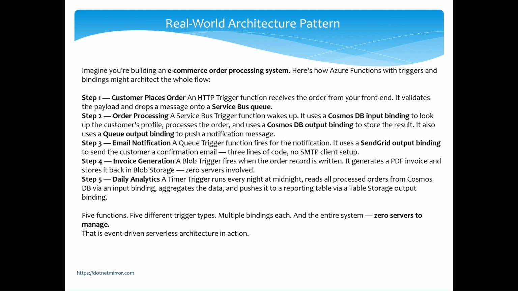Step 2, a Service Bus trigger wakes up. It uses a Cosmos DB input binding to fetch the user profile, processes the payment, saves the results via a Cosmos DB output binding, and drops a message into another queue. Step 3, that new message fires a queue trigger, which uses a SendGrid output binding to instantly send an email confirmation to the customer. Step 4, meanwhile, the database update triggers a blob trigger, which generates a PDF invoice and saves it. Step 5, finally, a timer trigger wakes up at midnight, uses an input binding to grab all the daily orders and pushes them into a data warehouse.